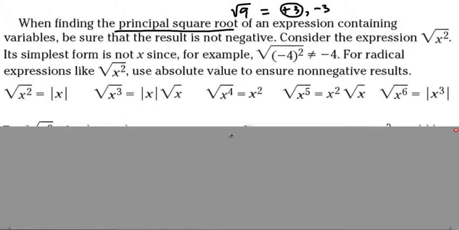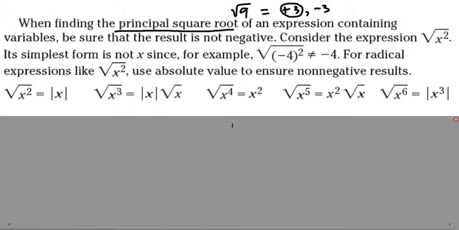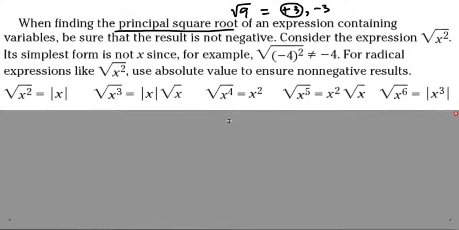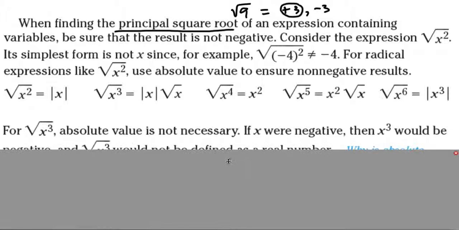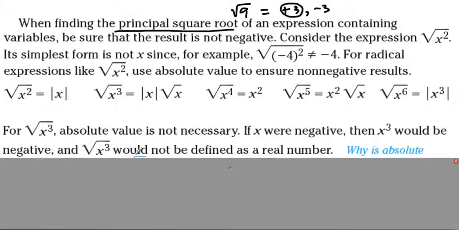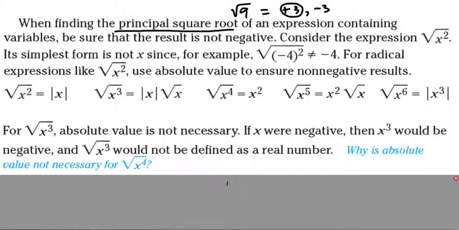So it's important to memorize these scenarios so that when we start simplifying radical expressions, you know what to do. For one more, for radical x cubed, absolute value is not necessary. If x were negative, then x cubed would be negative, and the root would not be defined as a real number. Remember, anything that's inside the radical sign that's negative is not considered a real number, and you'll learn later on they are called imaginary numbers.